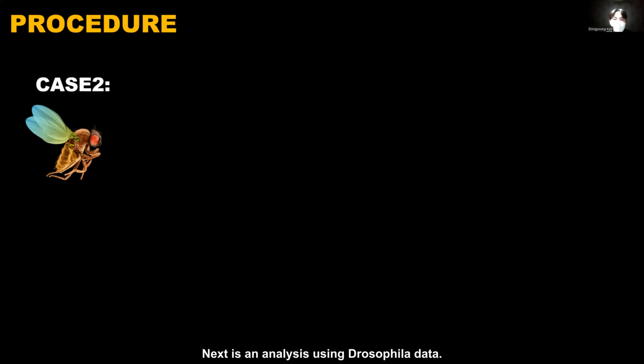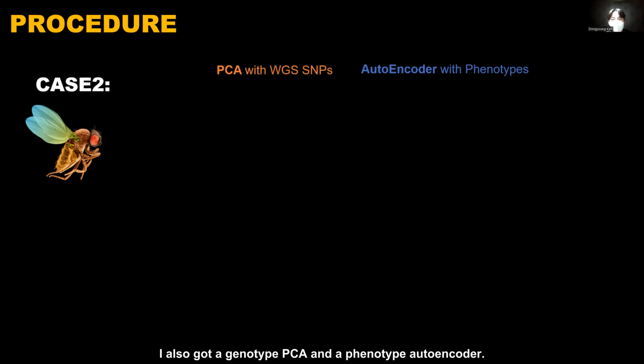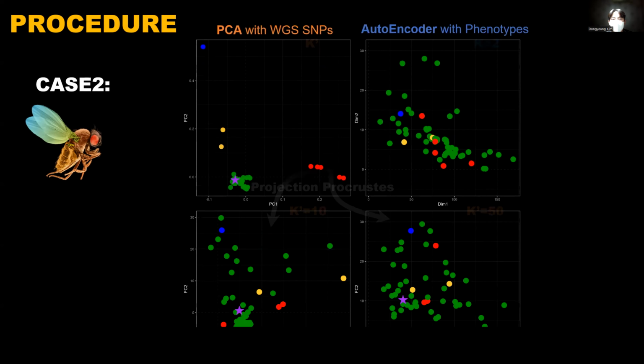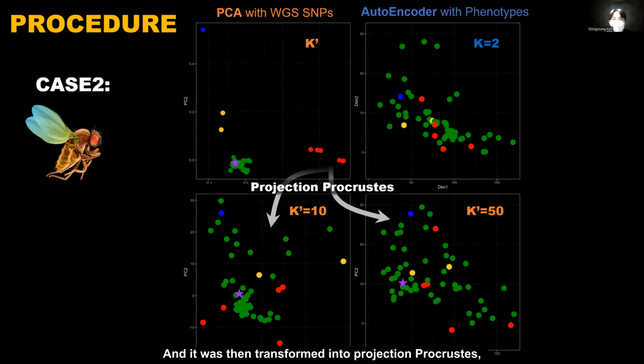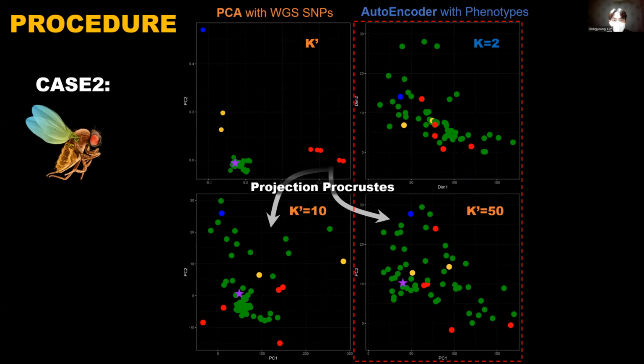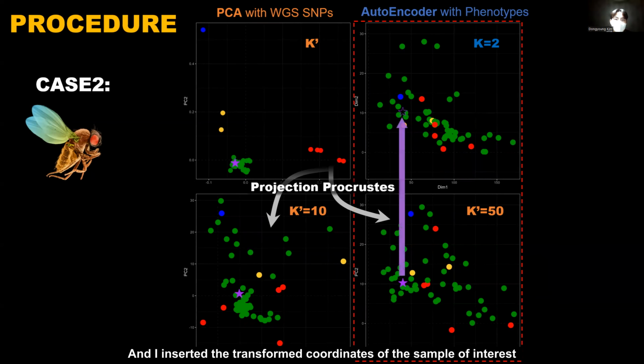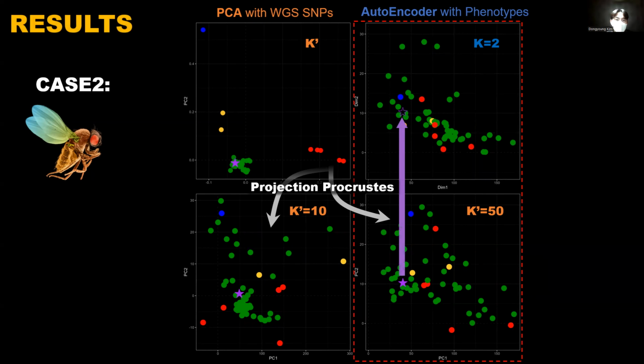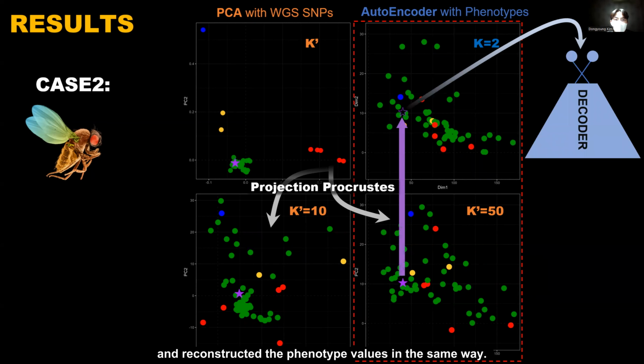Next is an analysis using Drosophila data. The detailed process is the same as before, so I will skip it. I also got a genotype PCA and phenotype autoencoder, and it was then transformed into projection Procrustes, which also achieved relatively good performance when using higher dimensions. And I inserted the transformed coordinates of the sample of interest into the decoder of the phenotype data, and I reconstructed the phenotype values in the same way.